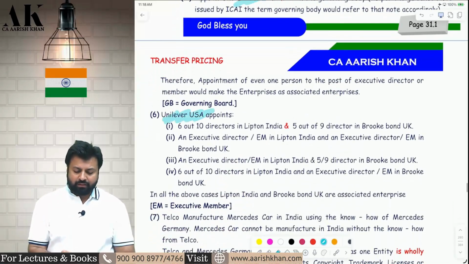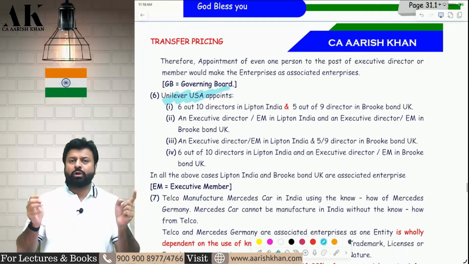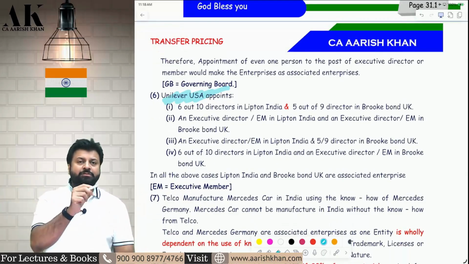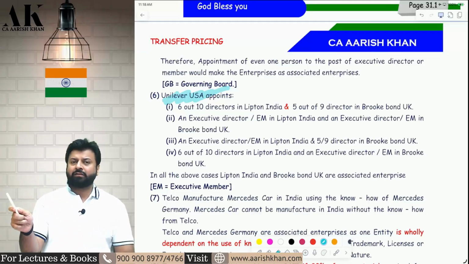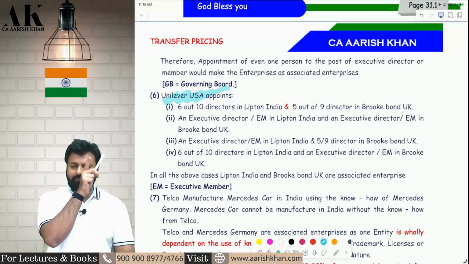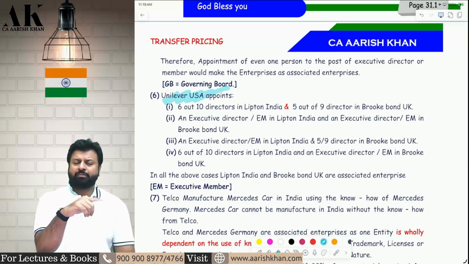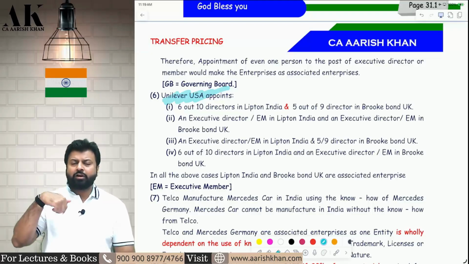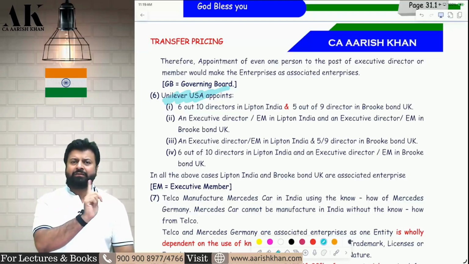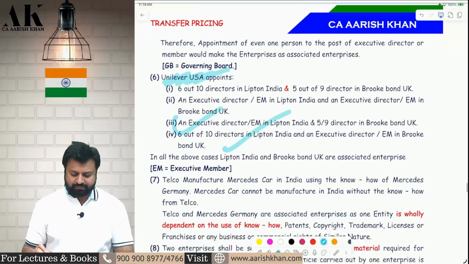Next. Point number 6 is cross-holding. I am A Limited, there is B Limited, there is C Limited. If I appoint more than half of the directors of B Limited, and if I appoint more than half of the directors of C Limited, B and C are associated. If I appoint more than half of the members of the governing board of B Limited, and if I appoint the same in C in the same year also, both of them are associate enterprise. If I appoint one executive director here, both of them are associated. If I appoint one executive member here, both of them are associate enterprise. Any combination of these 4 items, if I appoint in B and in C, B and C will become associate enterprise. Check it please.